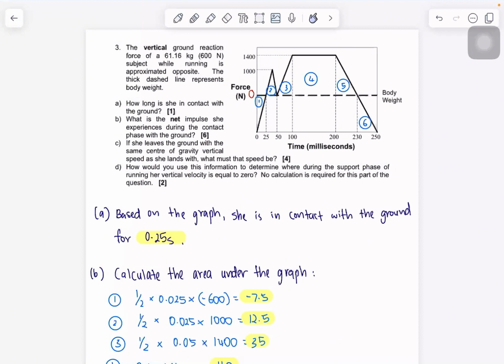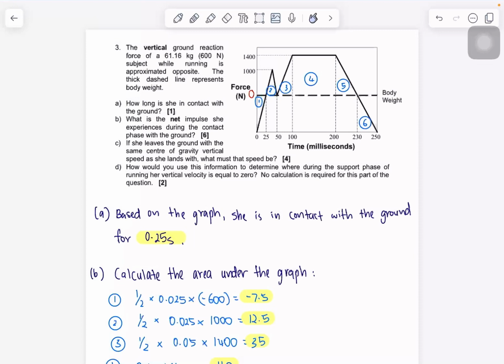We'll together present question 3. For question 3, the vertical ground reaction force of the 61.16 kg subject, around 600 Newton, while running is approximated opposite. The thick dashed line represents the body weight.